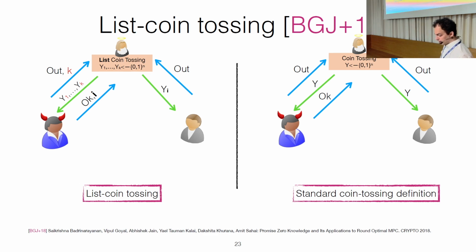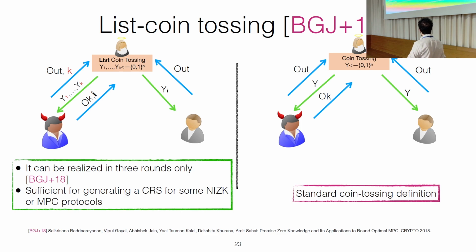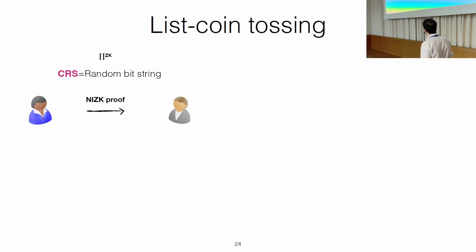But the point is that this relaxed functionality can actually be realized in fewer than 4 rounds. So here you can reduce the communication complexity to 3 rounds. So we have an improvement. And the nice thing is that this functionality is still useful. Actually, it can be used to generate, for example, the setup for a NISIC proof system.